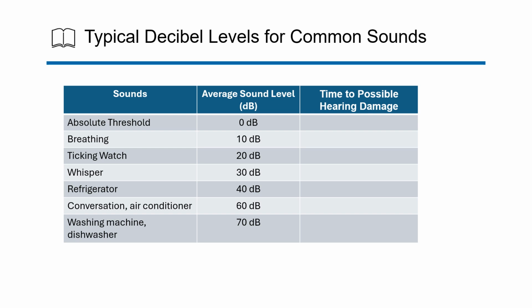A ticking watch is about 20 dB. Again, a whisper here. We have whisper at about 30 dB, but you can whisper even lower than that. Your refrigerator is around 40 dB, a good working refrigerator, not one that's broken. If you go to a store and you hear a really loud clanking sound from one of their in-store refrigerators, where they got all the drinks, that thing is not at 40 dB.